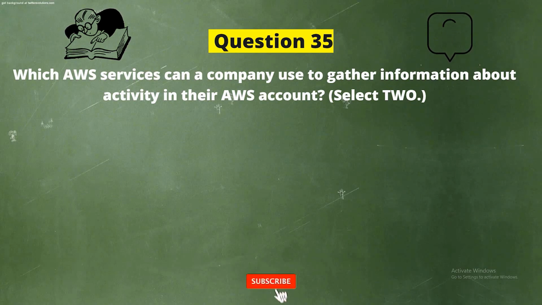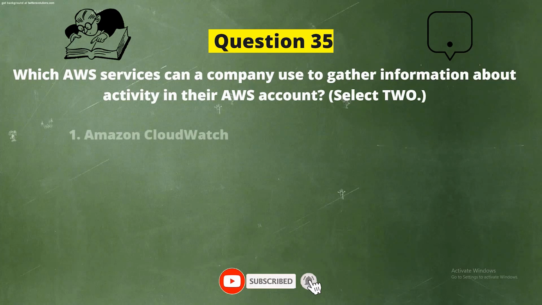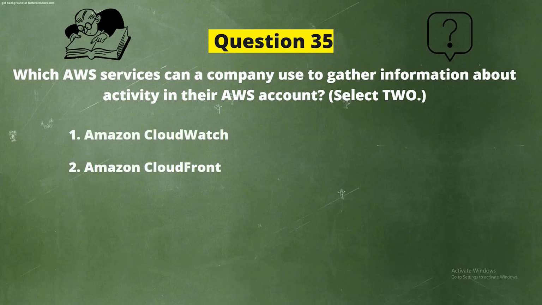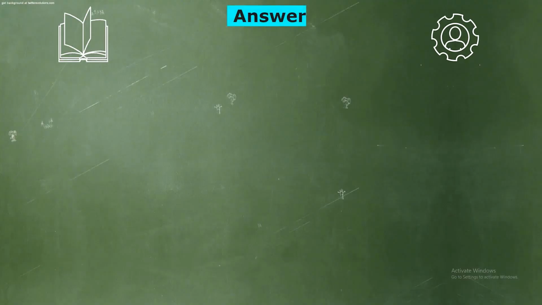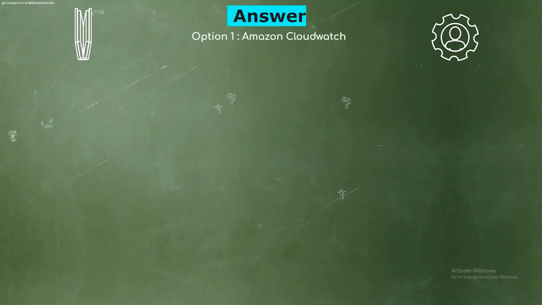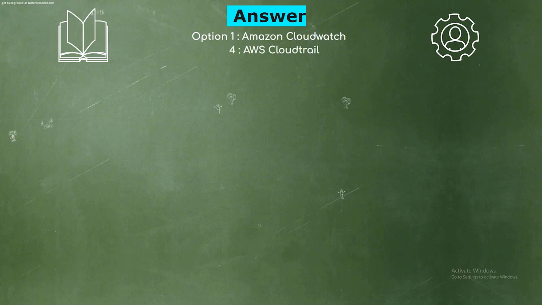Next question. Which AWS services can a company use to gather information about activity in their AWS account? Select 2. And the options are: Option 1. Amazon CloudWatch. Option 2. Amazon CloudFront. Option 3. AWS Trusted Advisor. Option 4. AWS CloudTrail. Option 5. Amazon Connect. And the correct answers are Option 1. Amazon CloudWatch, and Option 4.